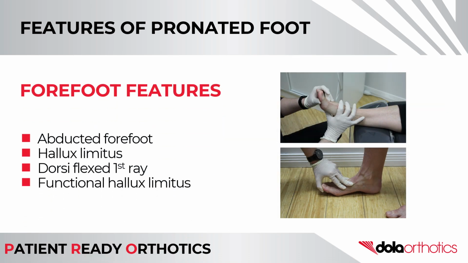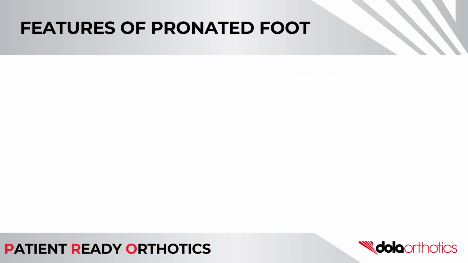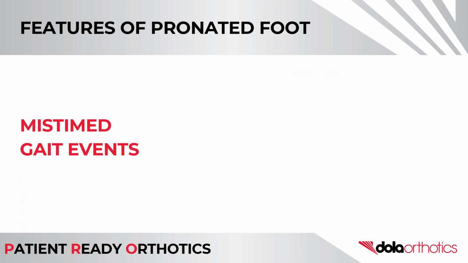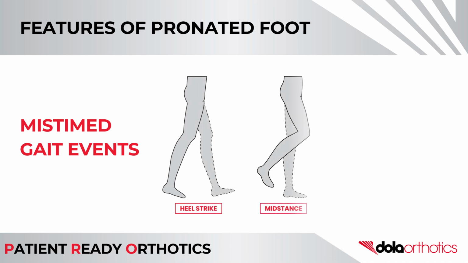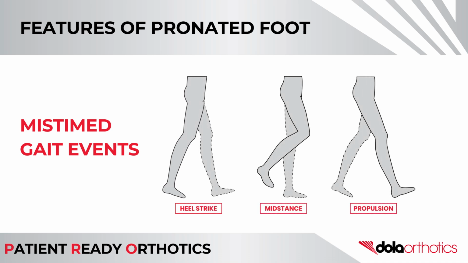On examination, the forefoot of the pronated foot can present with several features. They include an abducted forefoot, hallux limitus, a dorsiflexed first ray, or functional hallux limitus. A pronated foot can also present with many mistimed gait events. They can include heel lift, the previously mentioned prolonged midstance phase, or low gear and lateral toe-off, and impaired propulsion and windlass mechanism.